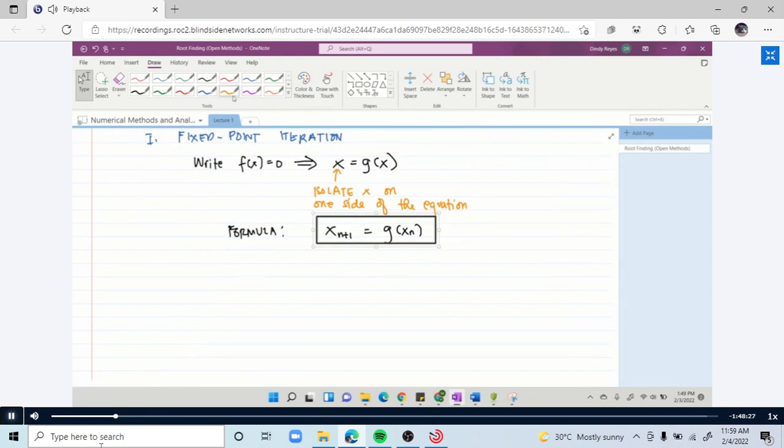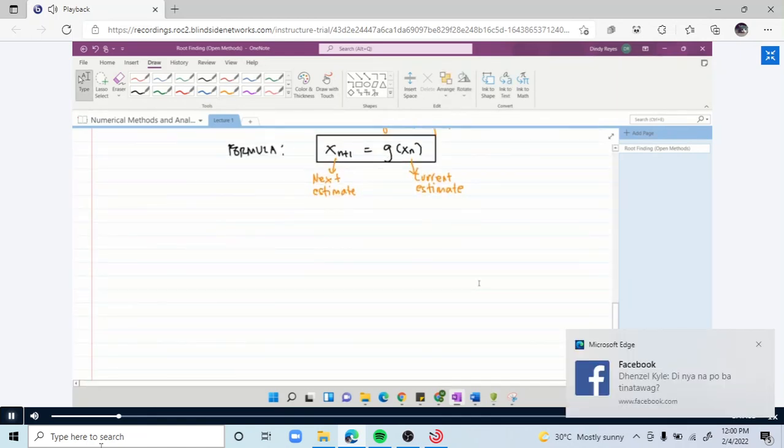Now, x sub n plus 1 would mean the next estimate. This is the next estimate. And as I defined a while ago, x sub n is our current estimate. Okay, so to find the next approximation, we will be using the current estimate applied in this function g of x. All right, so how does this work? If I try to show you in a graph, how does it work?